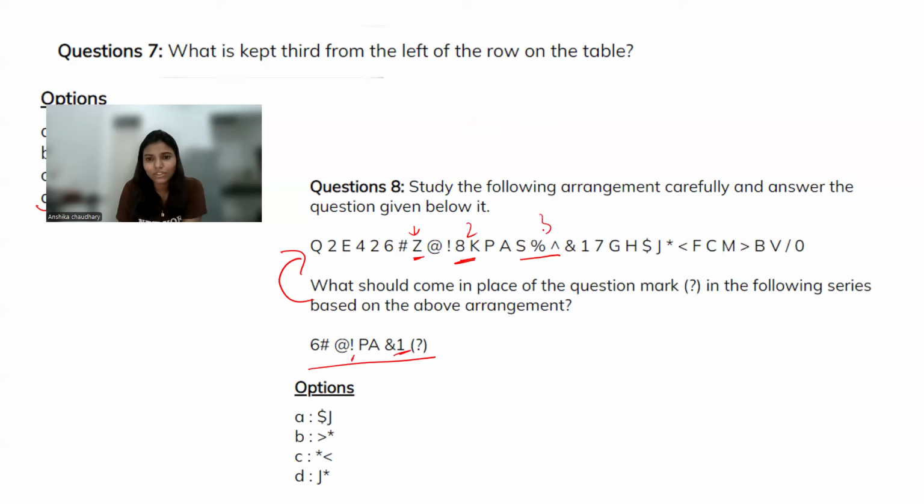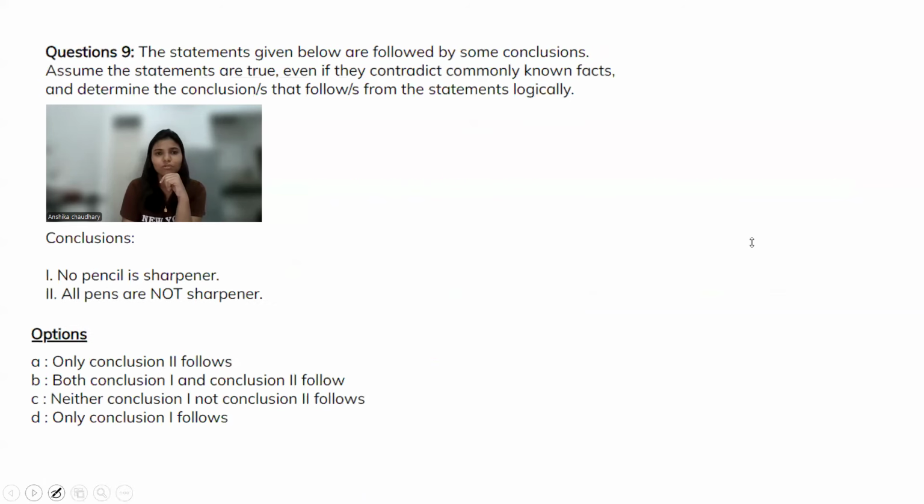One skip, two skip, three skip. Now it should be four skip, right? So after one, it should be four skip. So 7, Z, H and dollar should be skipped, and J and asterisk should come next. So D will be the answer of this question. The logic was pretty simple: in the first go, we skipped one letter, then two letters, then three letters, and in the next, we will skip four letters. Right, so let's move on to the next question now.